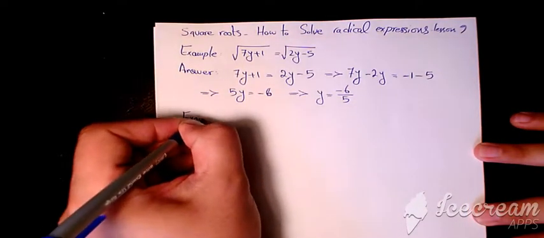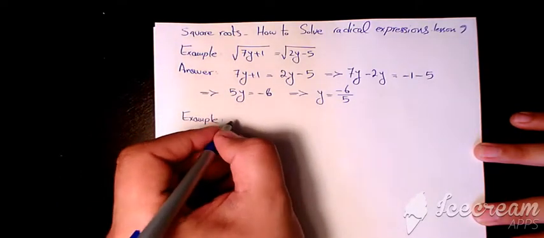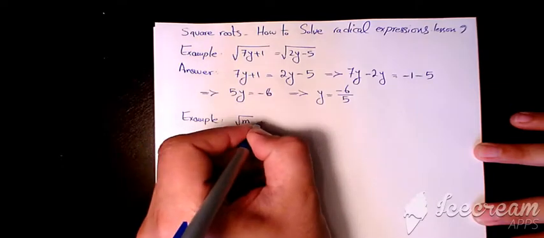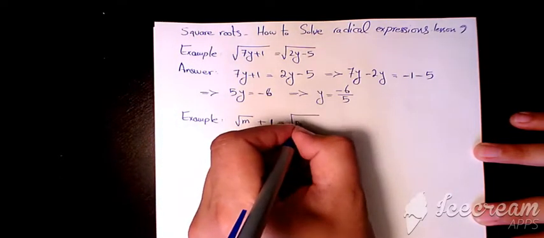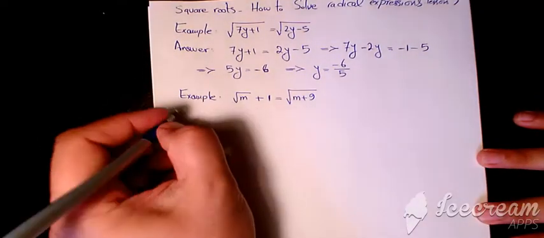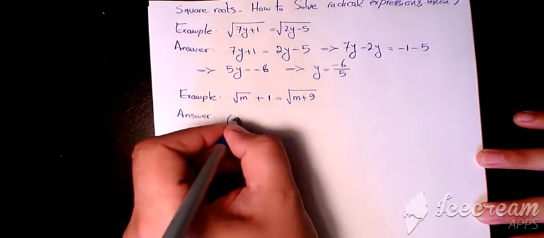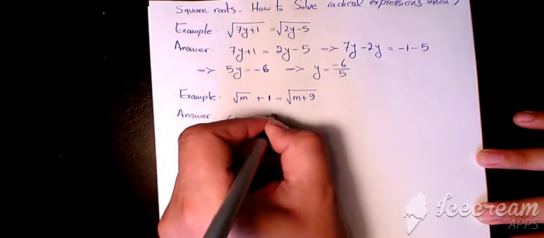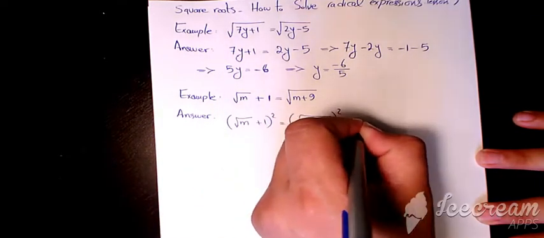Next example, we have square root of m plus 1 equals square root of m plus 9. So the answer is I square both sides. It's going to be square root of m plus 1 squared, square root of m plus 9 to the power of 2.